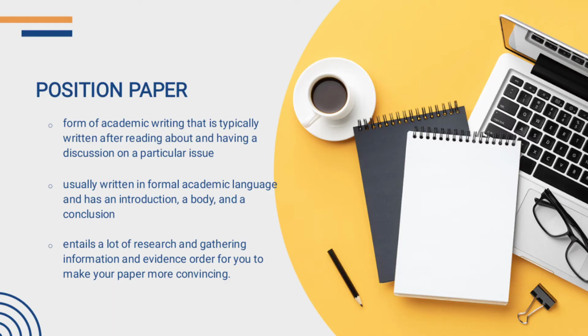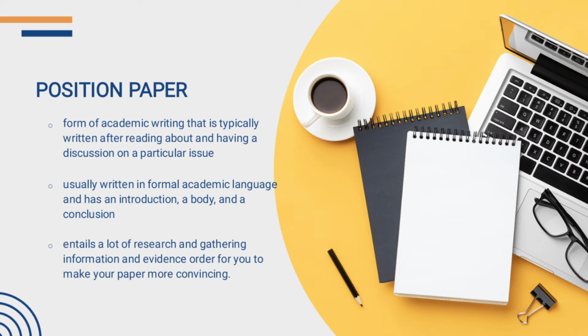A position paper is another form of academic writing that is typically written after reading about and having a discussion on a particular issue. Much like other forms of academic writing, a position paper is usually written in formal academic language and has an introduction, a body, and a conclusion. The body is the longest part of the position paper as this contains your gathered evidence in support of your chosen side in an issue.